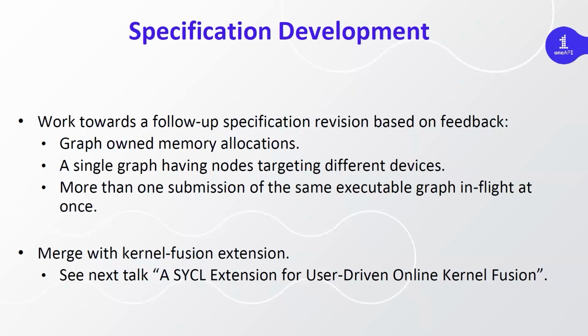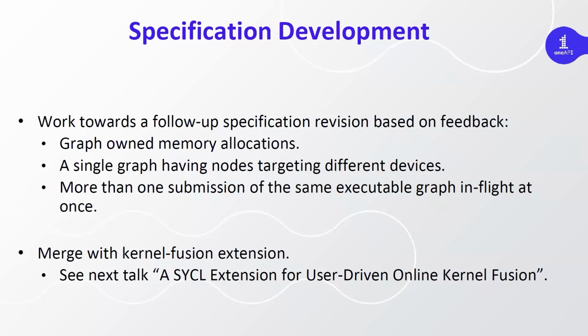But things we've started talking about but haven't had time to come to a conclusion on are graph-owned memory allocations. So this is when the lifetime of your memory allocation maps to the lifetime of your executable graph, and that's the scope in which the memory is valid. And that lets you do some quite interesting optimizations and possibly avoid having to do the memory allocation at all if you can work out that the data can stay resident on device in a different way.